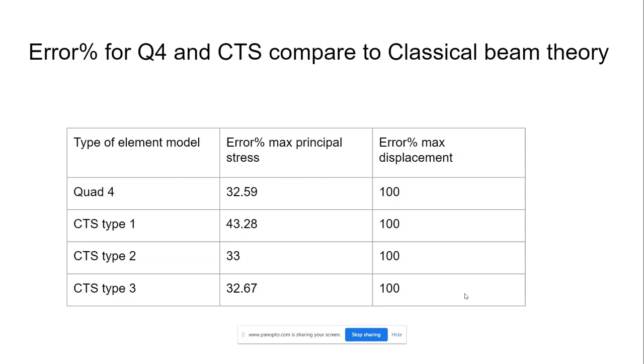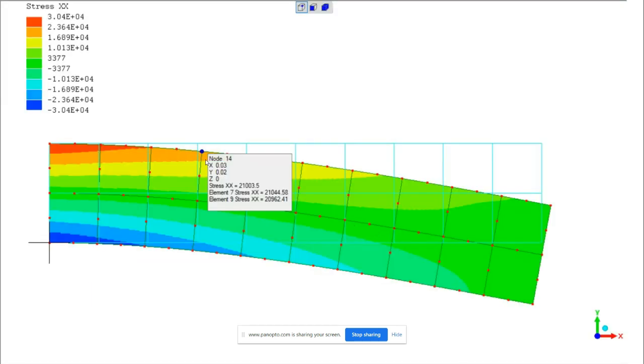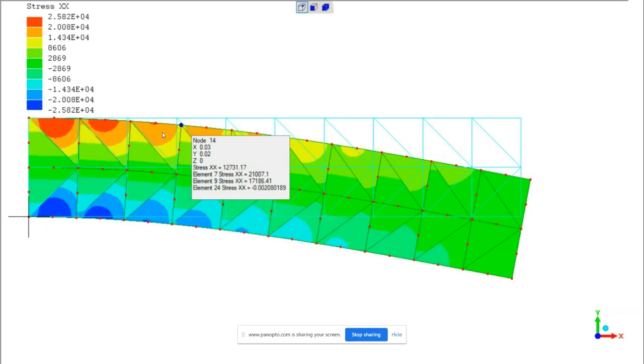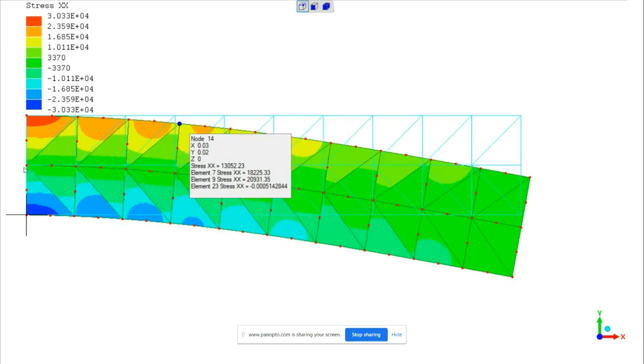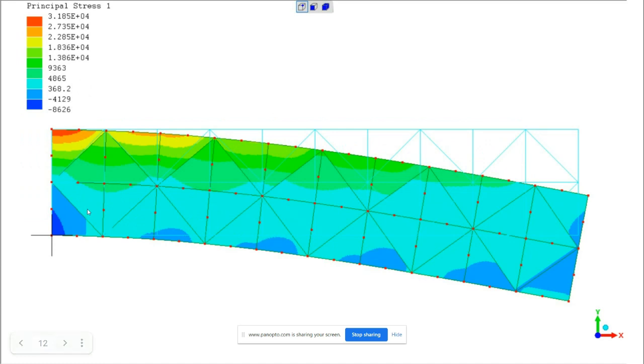So we can see the error of maximum displacement is 100%, which means it's totally not matching. So this model is for quad 4. Then this is the CTS type 1, in which the arrow is going this side, and then for CTS type 2, the arrow is in the opposite direction, and then the last one, CTS type 3, has a diamond shape in the model.